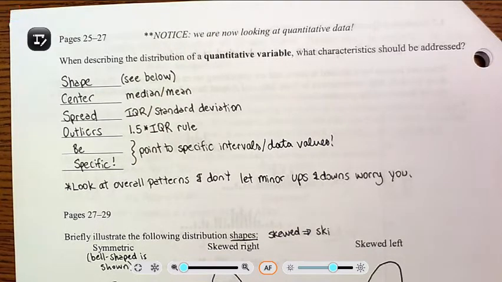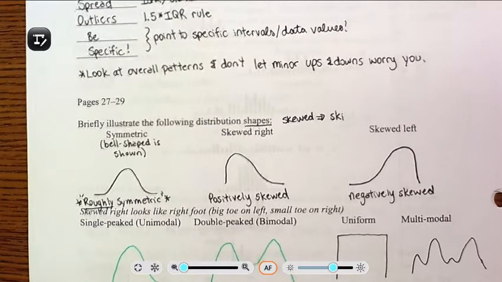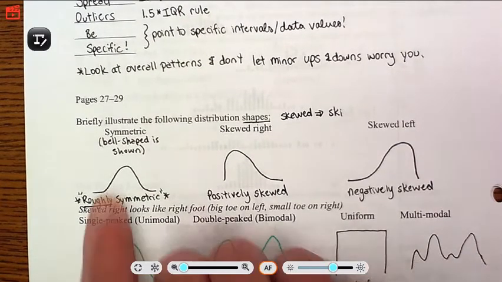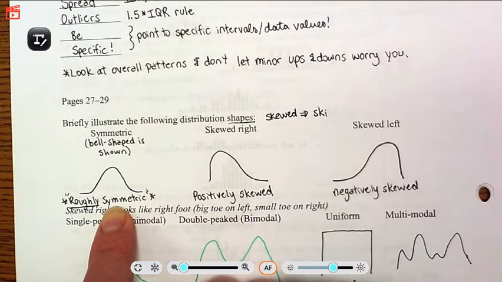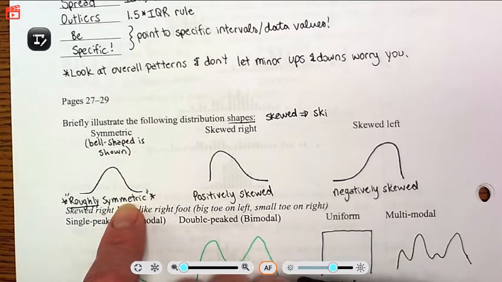And be specific: point to specific intervals or data values when you're describing a quantitative variable, and look at overall patterns, and don't let minor ups and downs worry you. Briefly illustrate the following distribution shapes. Symmetric is sometimes bell-shaped or uniform. Symmetric just generally means that the left side equals the right side, and the phrase roughly symmetric is a great phrase to use because we can look at a sample of data and describe it, and we don't have to worry about tiny minor deviations from the general pattern.